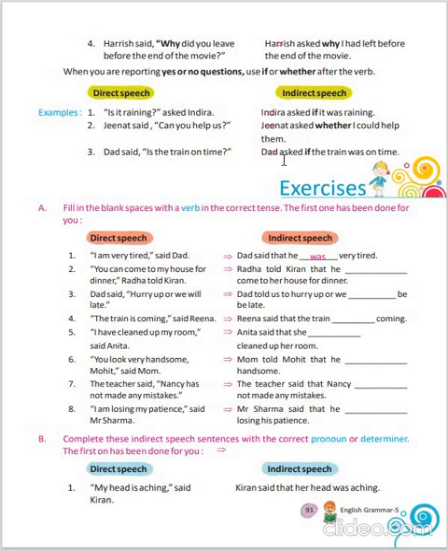Now come to the exercise. Here we have to fill in the blank spaces with the correct tenses. The first one is already done. By looking at this, you can do the other examples. Now come to B. In this, we have to complete these indirect speech sentences with the correct pronouns or determiners. The first one is already done. We can do the others by seeing the reference of this example.